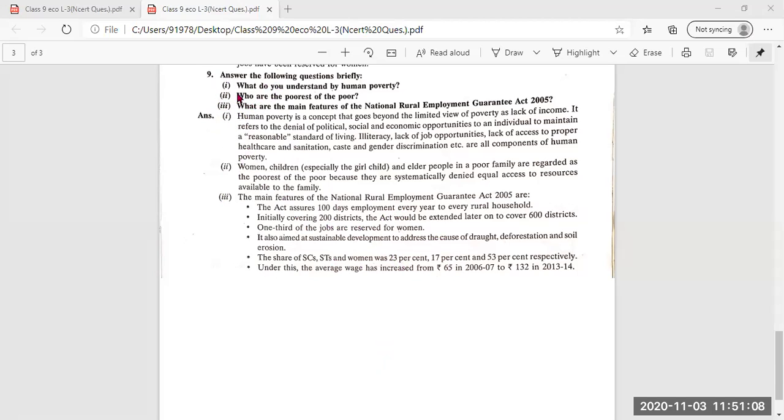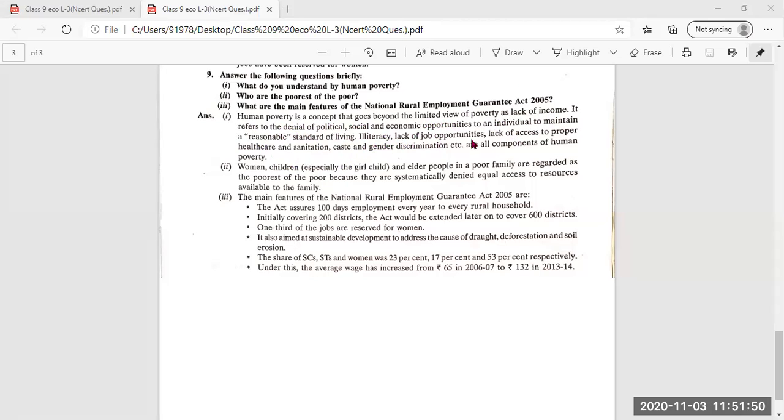Now we'll continue with the question answers of ninth. What do you understand by human poverty? Human poverty is a concept that goes beyond the limited view of poverty as lack of income. It refers to the denial of political, social, economic opportunities to an individual to maintain a reasonable standard of living. That means the people who are under poverty are denied access to political, social, and economic opportunities for raising their standard of living.